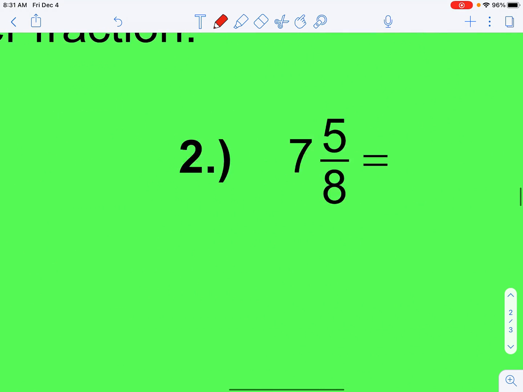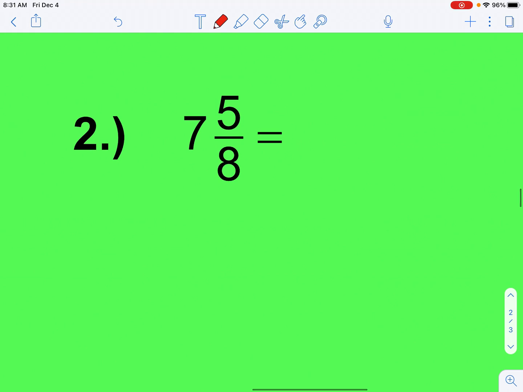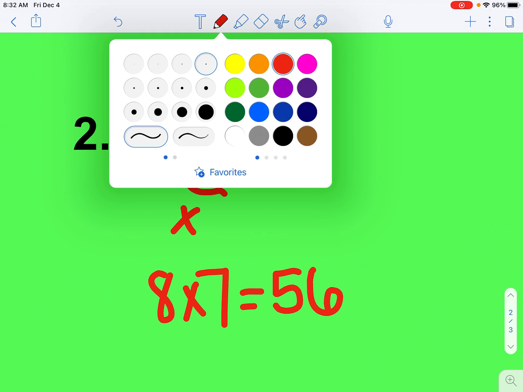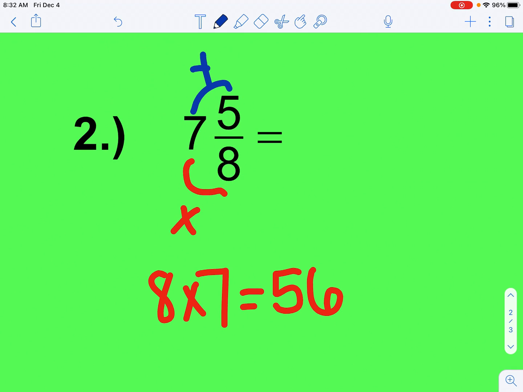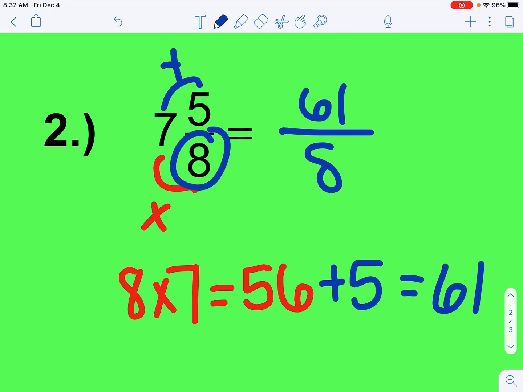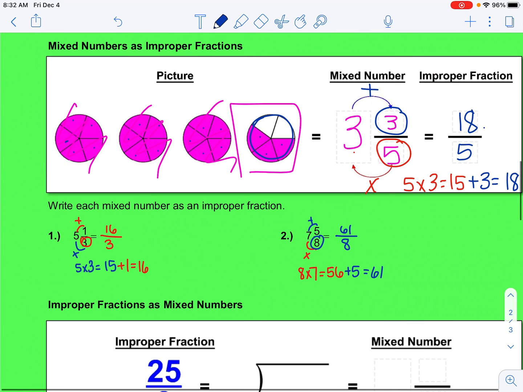Alright, let's practice another one. If you want to try it on your own and then check your work, that would be awesome. Alright, our first step is we need to multiply 8 times 7. Well, 8 times 7 is 56, but we're not quite done, because now I need to add whatever I got plus 5. 56 plus 5 gives us 61, so my numerator is 61. What is my denominator? Yeah, it's exactly what it was in the problem, so it's 8. Alright, so that's how you change mixed numbers to improper fractions.